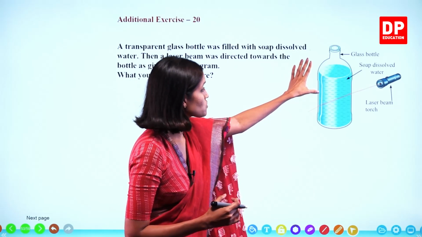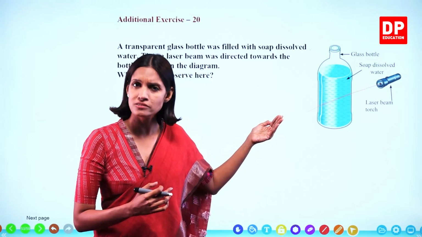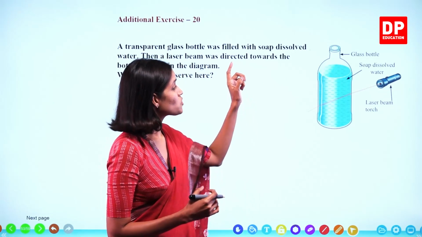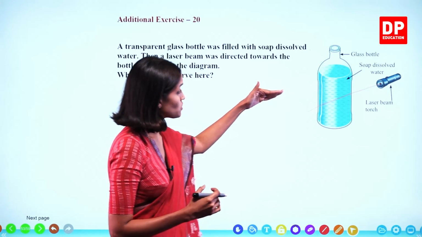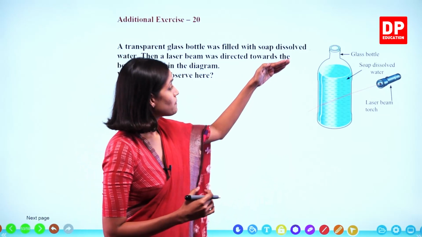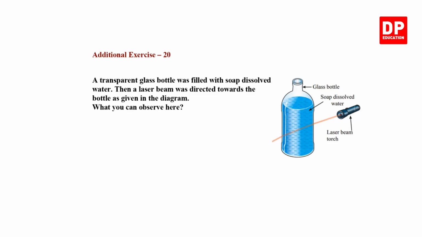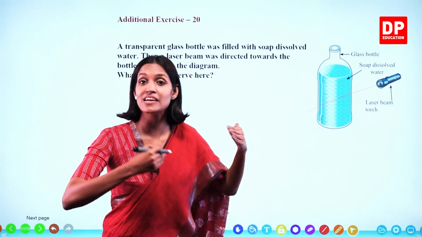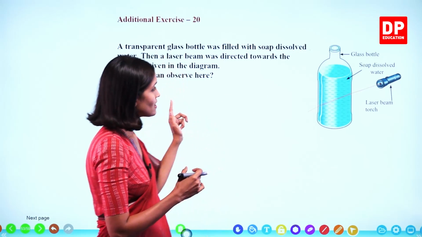Now here we have the soap dissolved water. What did we observe here, children? This is the same activity we did before. So when we directed the laser beam torch, we could see the path of this laser beam or the laser light travels through this soap dissolved water in a straight line, right? Let's write.